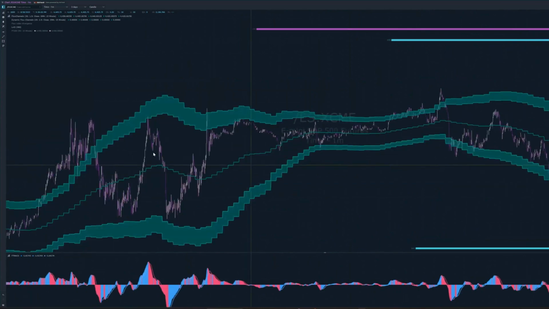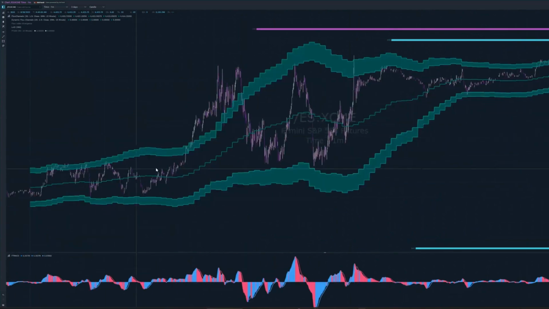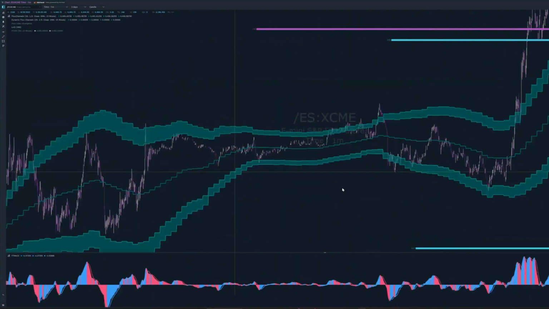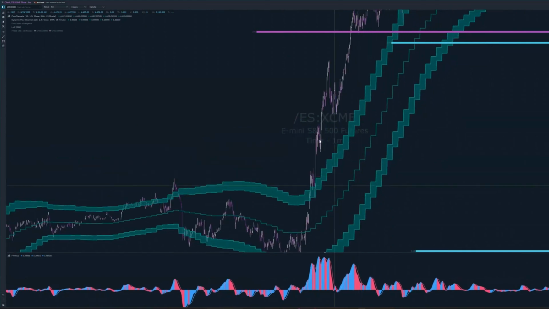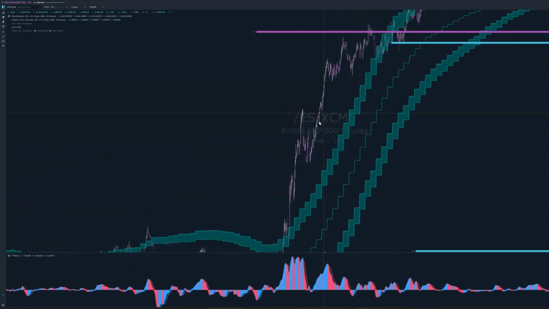When our primaries aren't aligned, we're going to do this. So our daily was down, our 4 hour up, and we're stuck, stuck, stuck. Daily turns up, blast off. We had our first primary target right here. We hit it and took off.